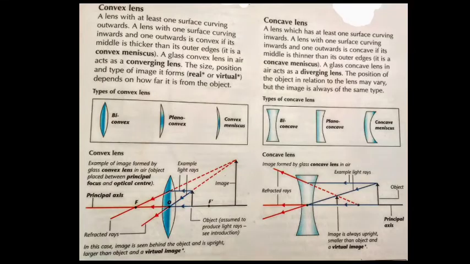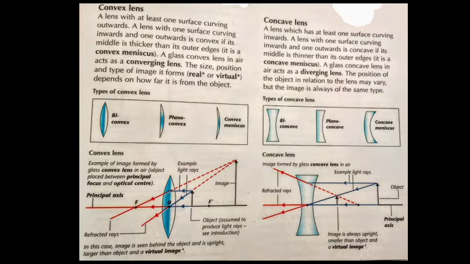Now, let us talk about the convex lens and concave lens. Convex lens: a lens with at least one surface curving outward. A lens with one surface curving inward and one outward is convex if its middle is thicker than its outer edge. It is a convex meniscus. A glass convex lens in air acts as a converging lens.